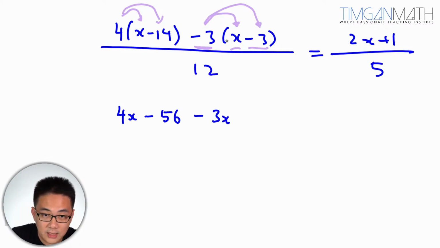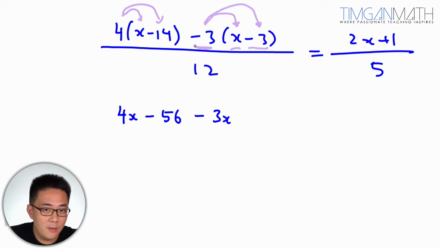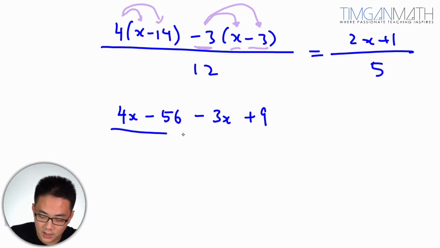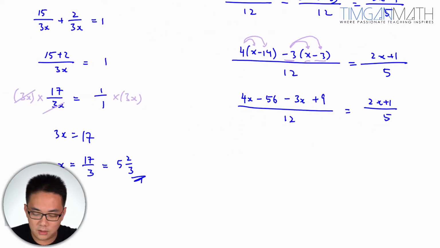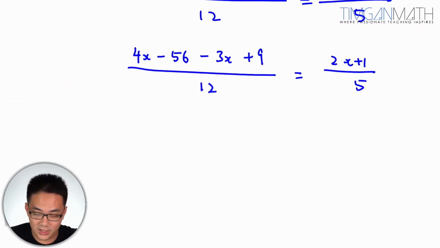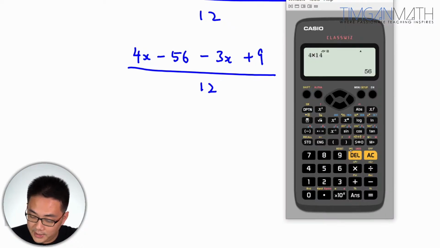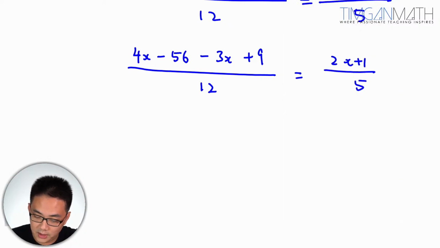So minus 3 times x will be minus 3x. Minus 3 times minus 3 is positive 9. So just be mindful. Positive 9. This is over 12. And this is 2x plus 1 over 5. Just so you know, my way of working is not unique. There are many ways to solve this. Whichever works for you. So minus 56 plus 9 will be negative 47.